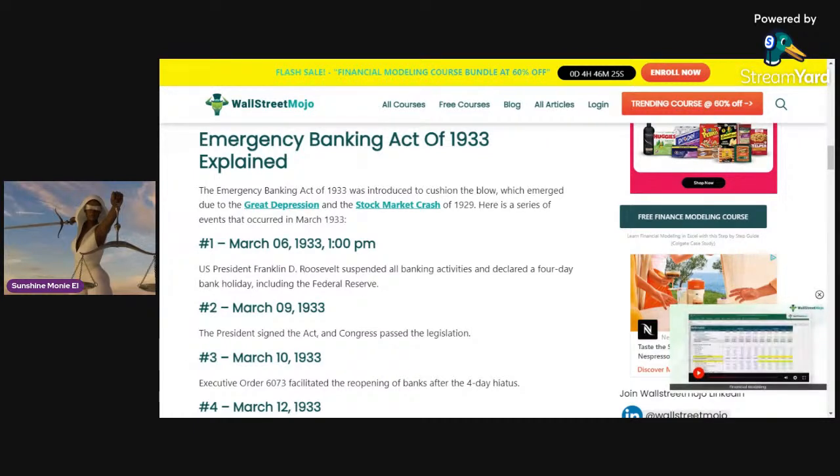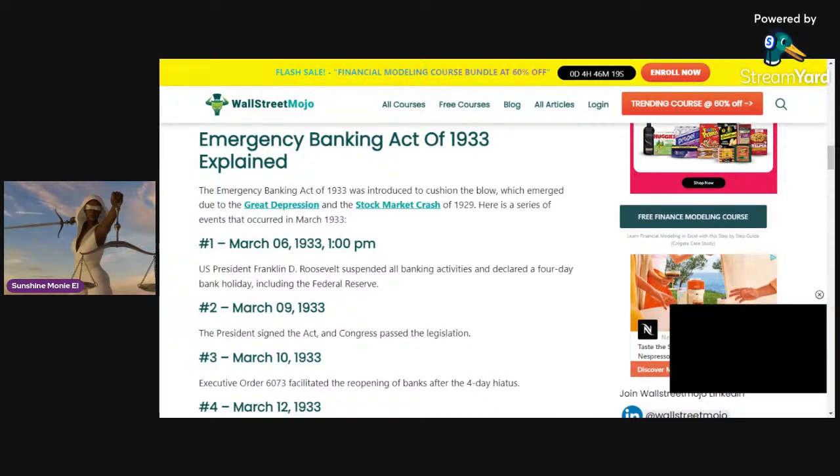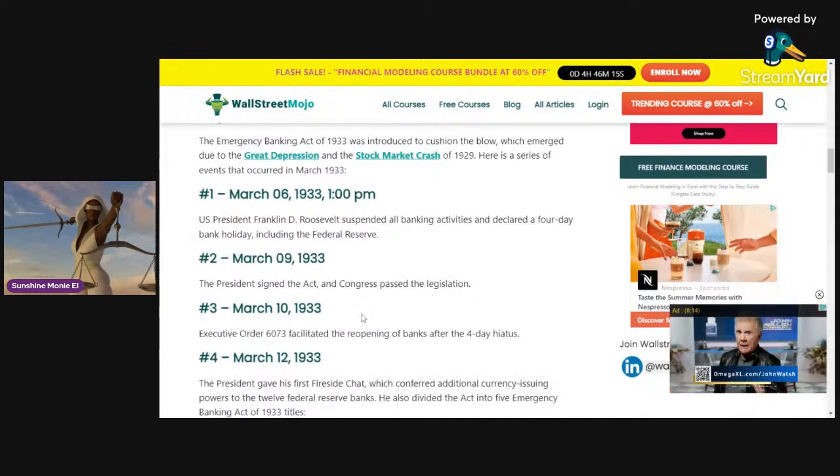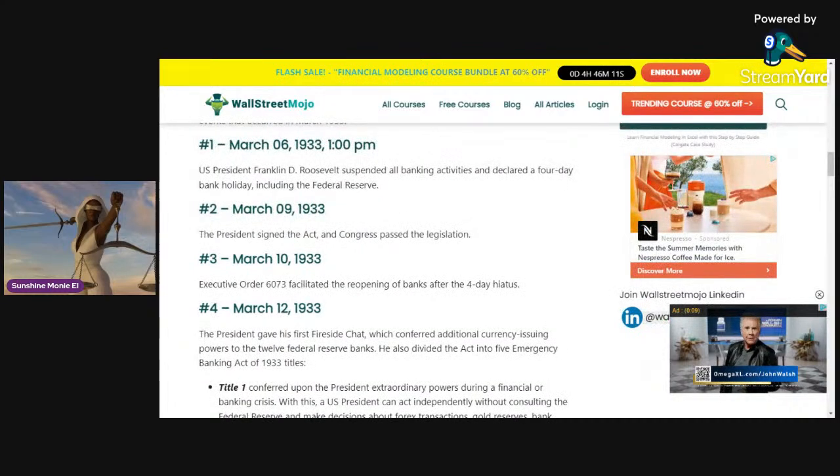So at 1 p.m. on March 6, Roosevelt suspended all banking activities and declared a 4-day bank holiday, including the Federal Reserve. On the 9th, the President signed the act. The Congress passed the legislation. On the 10th, executive order. In fact, hold on.